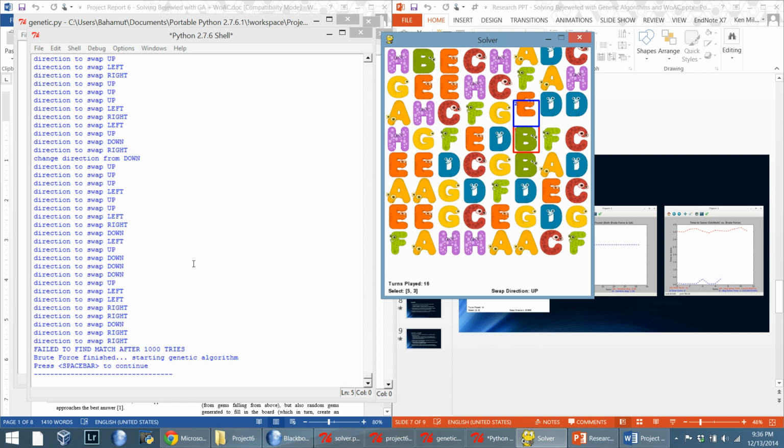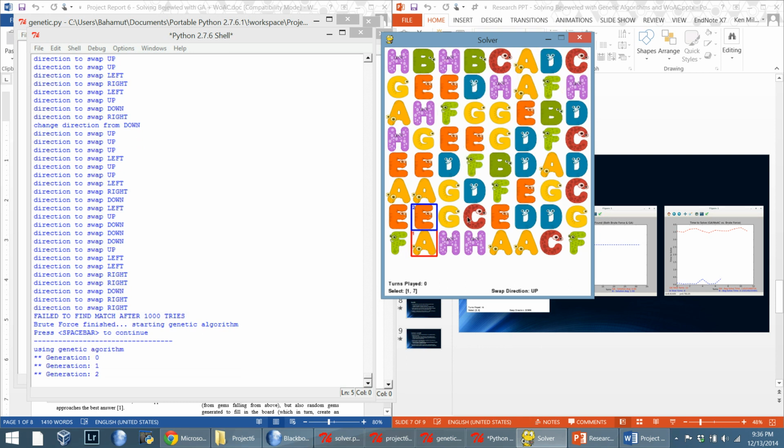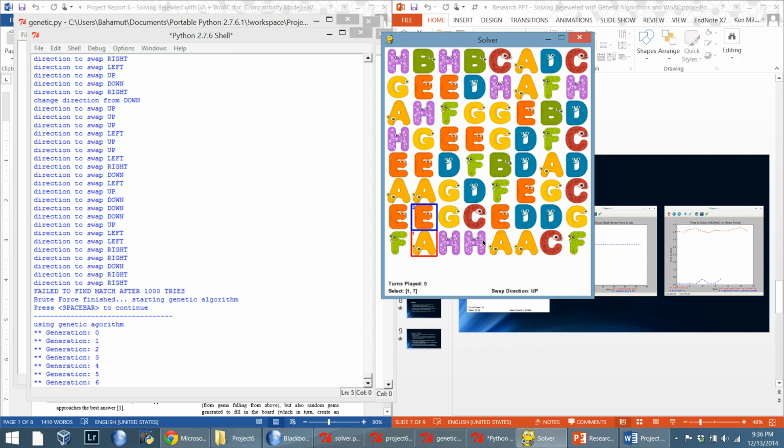Mathematically speaking, it's very unlikely that it would miss a move that many times. So that's where this algorithm stops. Now you can see that it played about 16 turns, and it has run out of moves. So it resets the game board.